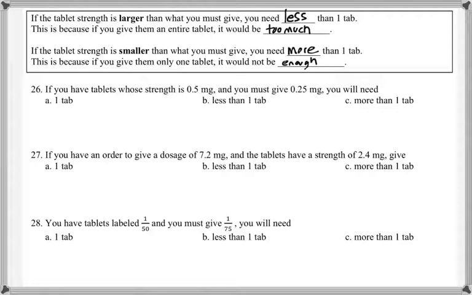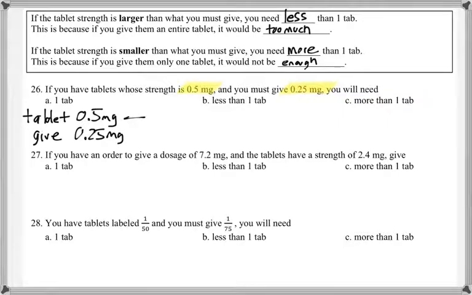So 26 says if you have tablets whose strength is 0.5 milligrams and you must give 0.25 milligrams, you will need. So we got 0.5, 0.25. I'm going to write these off to the side, but you don't have to if you don't want to. So the tablets are 0.5 milligrams, and we're supposed to give 0.25 milligrams. So this is larger, and that means we need less than one tab.